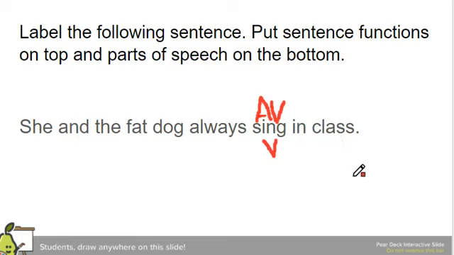Okay, then we say who or what sings. Well, she sings, right? And the fat dog sings. Okay, person, place, thing, or idea. Does a dog count as a person, as a thing? I guess the answer says something about your personality, right? Okay, then we've got she. Now it's standing in for a name here, like Elaine or Georgia or something. Okay, that's a pronoun. Pronouns do what? Replace nouns.